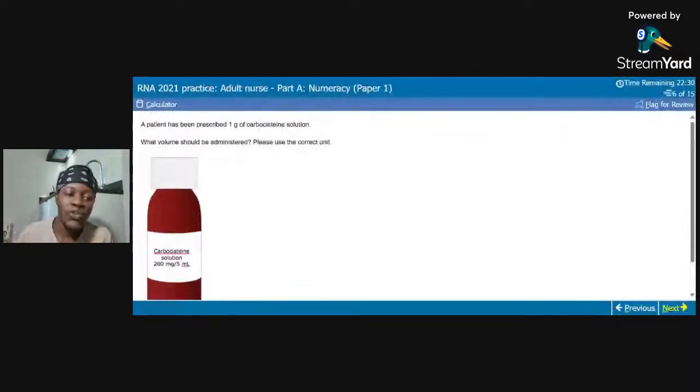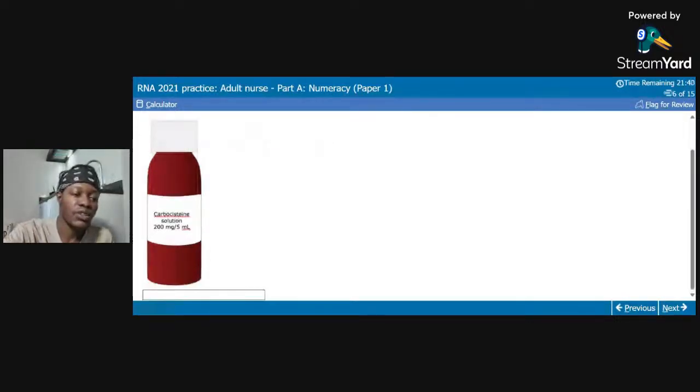Okay. Now we've got another question here that says, a patient has been prescribed 1 gram of carbocysteine solution. What is carbocysteine used for? I feel like sometimes knowing what each medication is used for will give you an idea of how to answer the question, most especially in your clinical aspect of CBT. So carbocysteine is used for clearing of throat, like people who have phlegm accumulation in their throat. So they are prescribed carbocysteine. So it helps with the expulsion of phlegm.